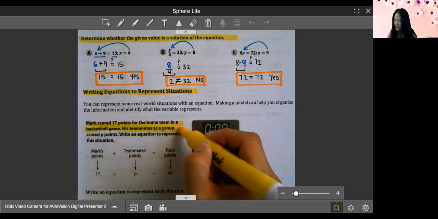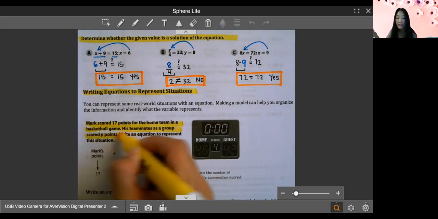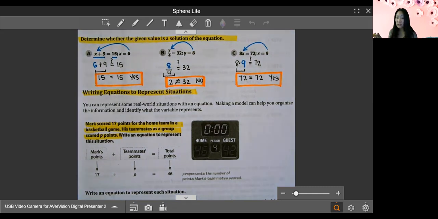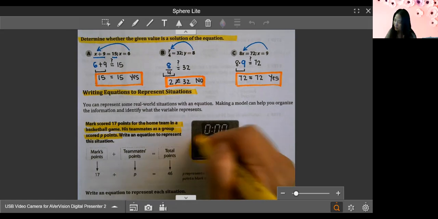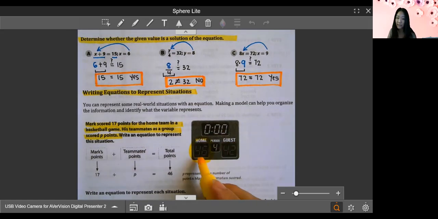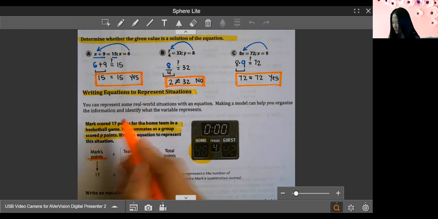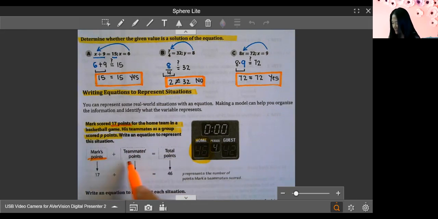His teammates as a group scored P points. Write an equation to represent this situation. And then if you take a look here, this is the home team's points, 46, okay? So then we know that Mark had 17 points. His teammates had P points, and then the total point was 46.